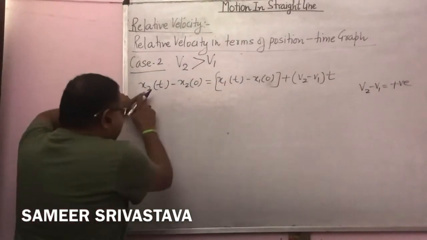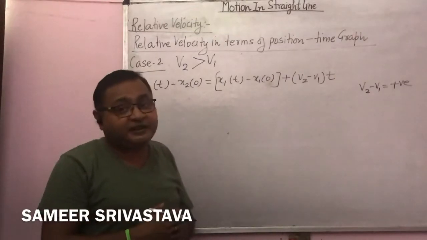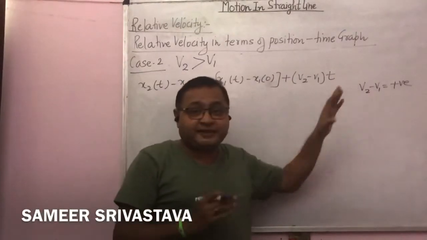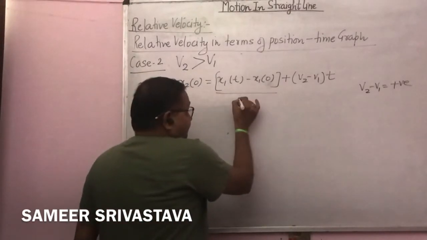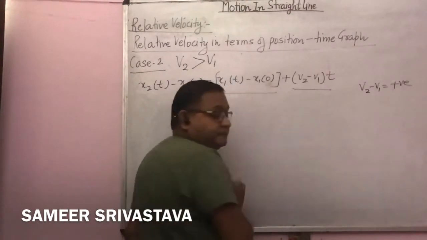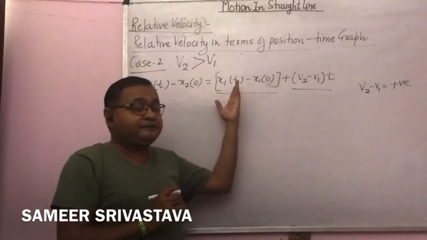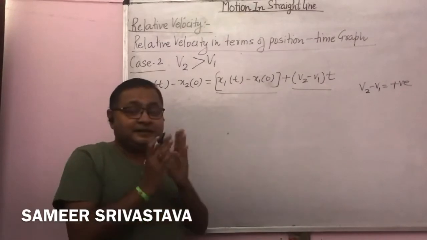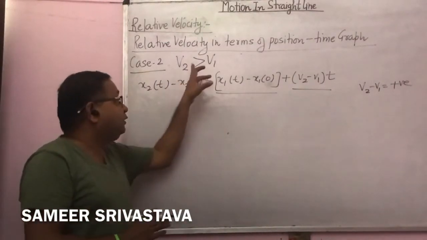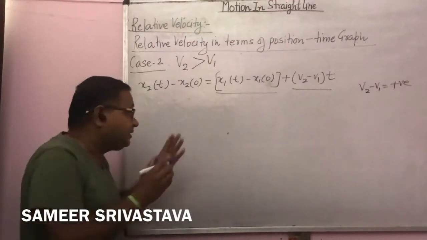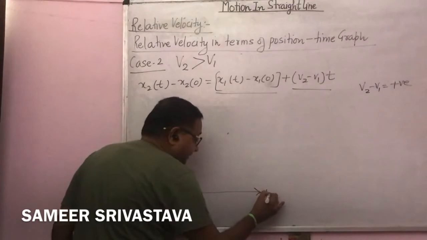It means the displacement of the second object gradually increases with time, because the displacement of the first object has this term added to it. Because this is a positive term, whenever it is added, it increases the value of the displacement of the second object when the value of v2 is more than v1. Okay. Now in this condition, if we make a graph, the graph looks like this.